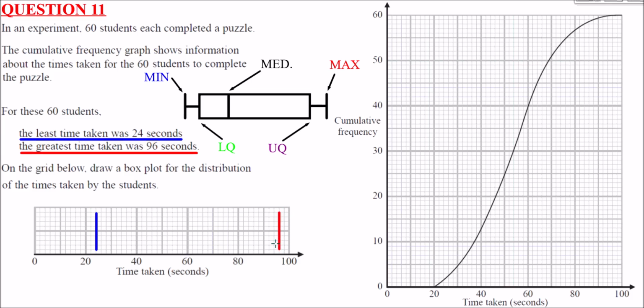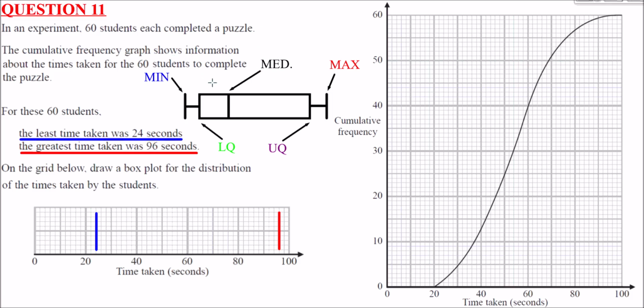Now we need to work out the lower quartile, median and upper quartile. There were 60 students in total. The median is going to be halfway in between these students. So imagine all the students in line from the 1st to the 60th. The median, the middle one, will be about the 30th. Basically half of 60 is 30.